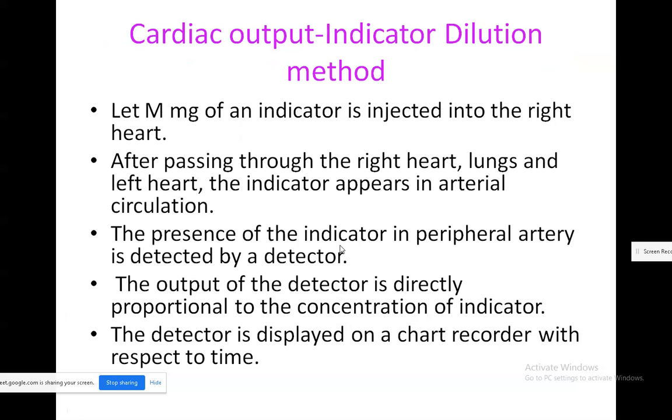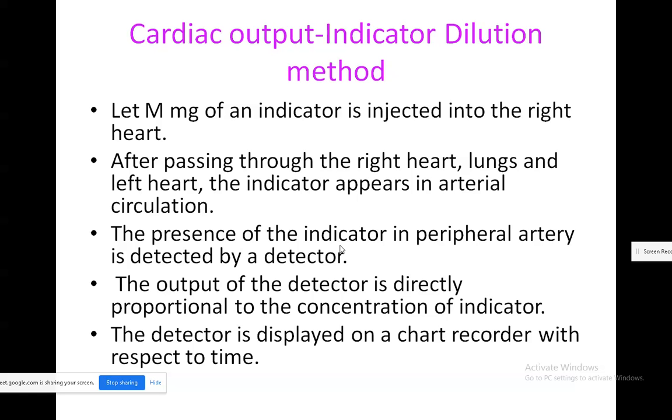So let m milligram of an indicator be injected into the right heart. After passing through the right heart, lungs and left heart, the indicator appears in arterial circulation. After injecting that indicator, it will circulate with the blood through the right heart, lungs, and then the left heart. When it comes back from the left heart, you are going to measure the indicator concentration.